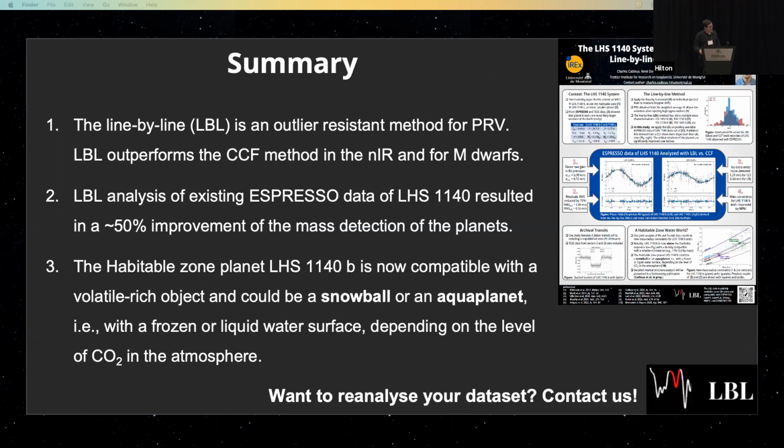So, in summary, the LBL method is an outlier resistant method for precision radial velocity. It outperforms CCF in the near infrared and for M dwarfs. It performs similarly to template matching also. LBL analysis of existing ESPRESSO data of LHS 1140 resulted in a 50% improvement of the mass of the planet. And the habitable zone planet LHS 1140b is now compatible with a volatile rich object and could be, depending on the amount of CO2 and greenhouse effect of its atmosphere, either a snowball or an aquaplanet, a planet with a frozen or a liquid water surface that will need to be determined in the future.